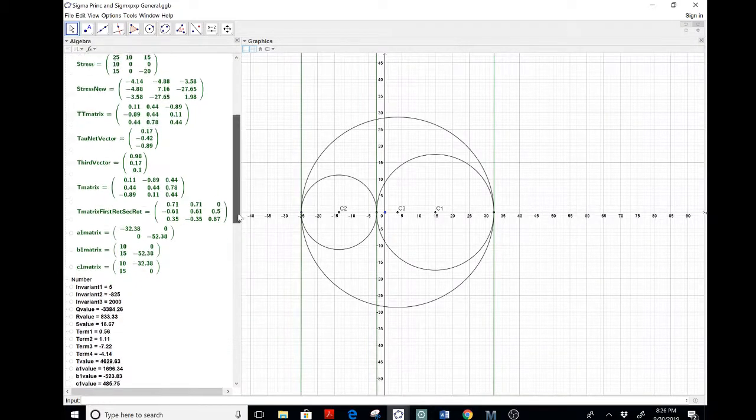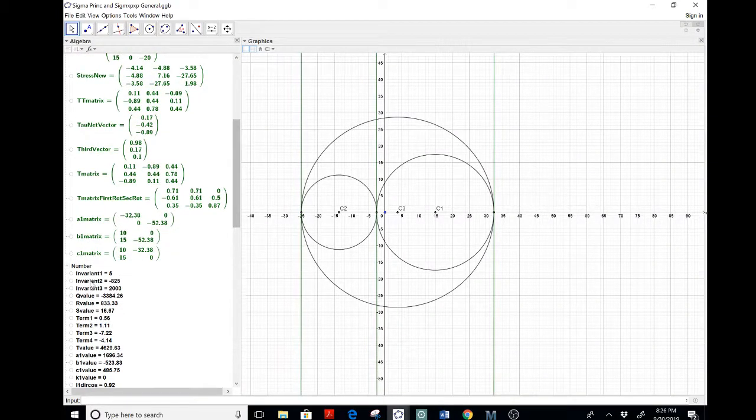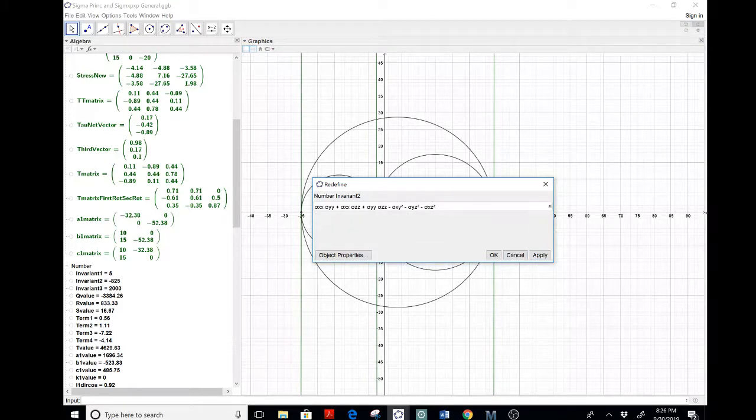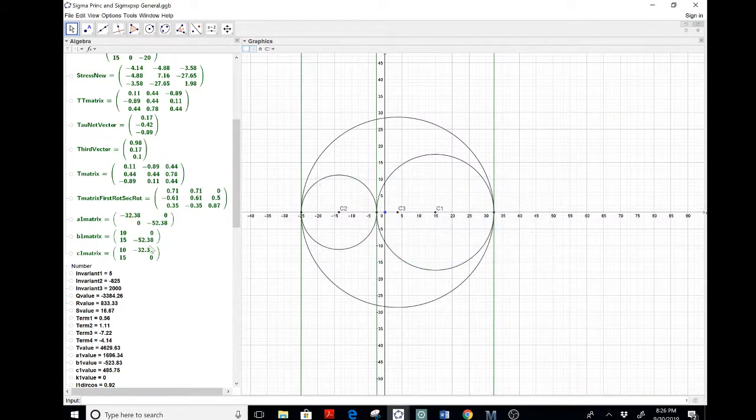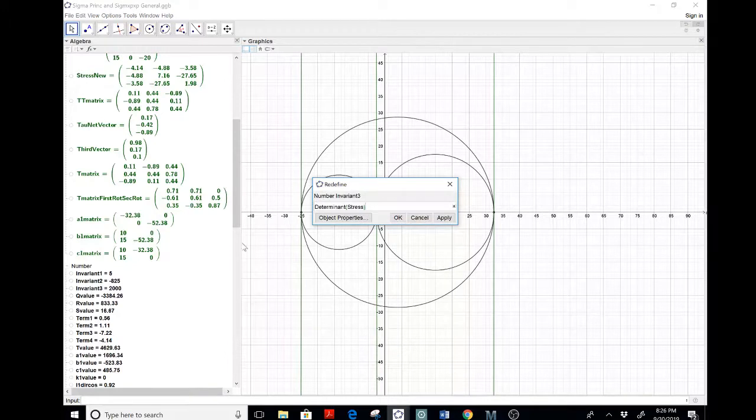The second invariant is also a formula. A little more complicated, but still very doable. The third one's kind of a mess. I punted and just said it's the determinant of the stress. I'm not going to program that out, even though I think you all know how to do a determinant of a 3 by 3. I hope.